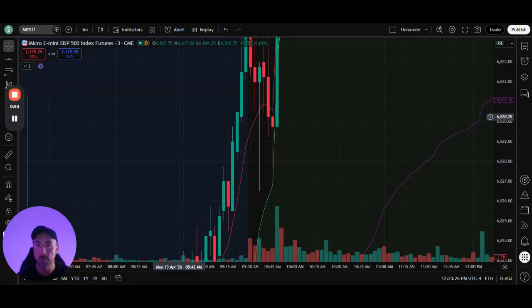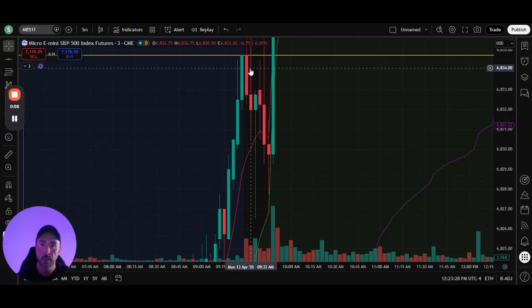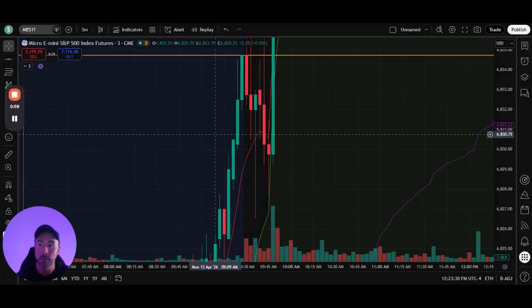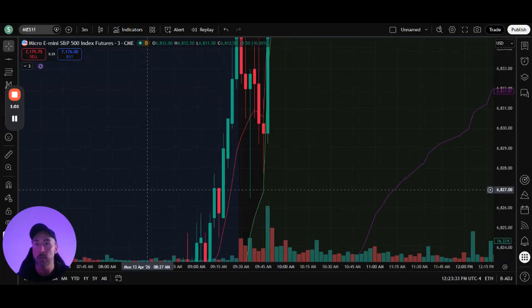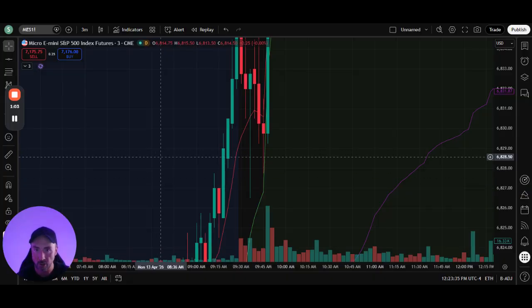So that's a quick scalp, right? I think we're on the 3 minute chart here. And in less than basically 4 minutes, you are in and out of that trade. And that's really just watching the price action.